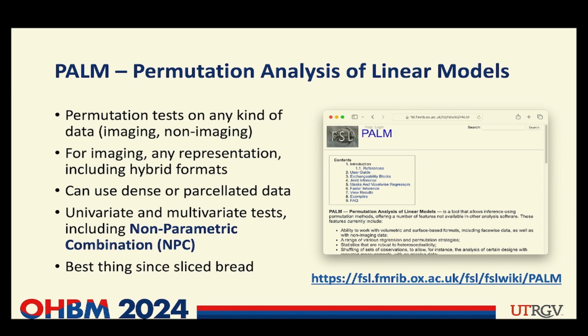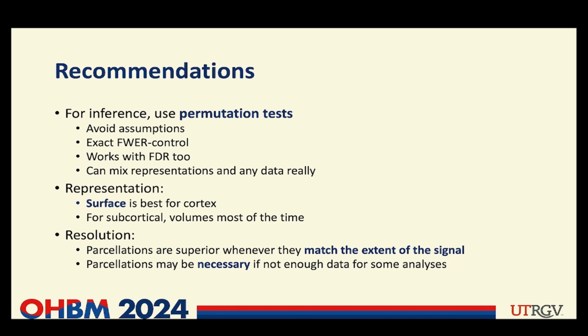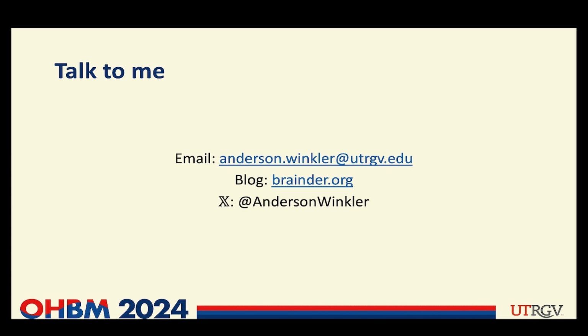Anyway, I have commented on this already. A substantial amount of the things that I commented on here are available in PALM, which is a tool for doing statistical inference. The only thing that is not available yet in PALM, or in any software, is the BKY method, but that's going to be remedied soon. And that's essentially it. So, in short, recommendations: use permutation tests whenever you can. It's better. Surface is better for cortex. And in terms of resolution, parcellations are superior whenever they match the extent of the signal, and may be necessary as well as a form of data reduction.